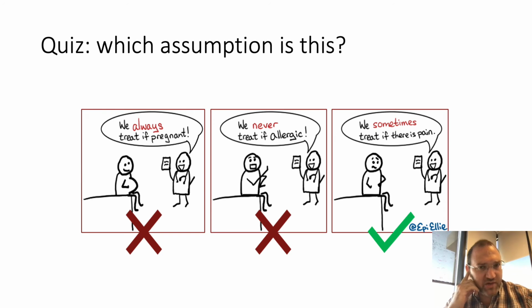So it's your turn now. Let's have a small quiz. Which assumption is depicted in this picture? If we always treat pregnant women, it's not good. If we never treat if allergic, it's not good. But if we sometimes treat if there is pain, it's a good data set in order to estimate effect. So, of course, the true answer is positivity. The positivity assumption says that every action has a probability larger than 0 to happen to every patient.